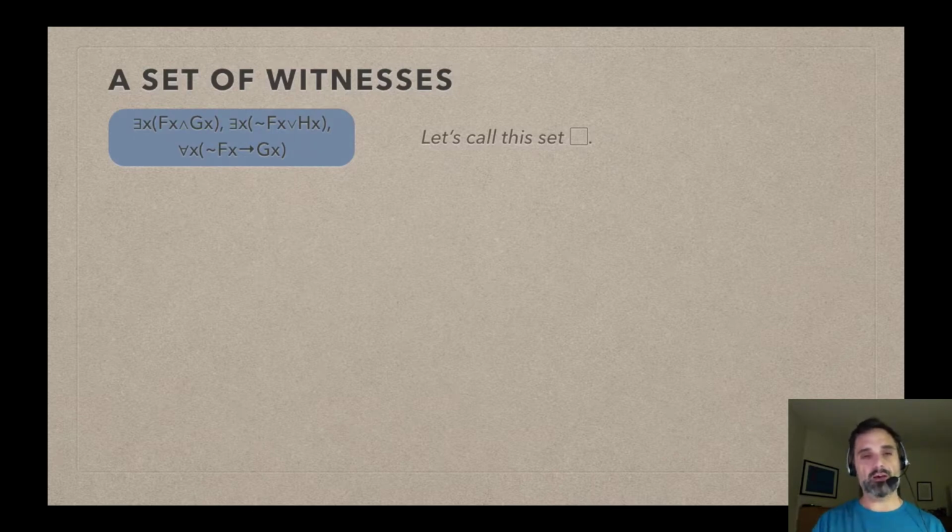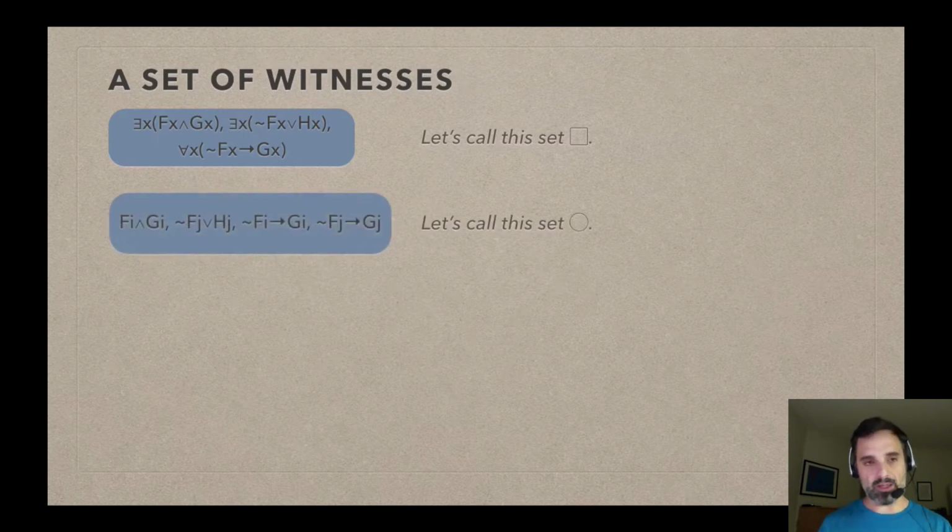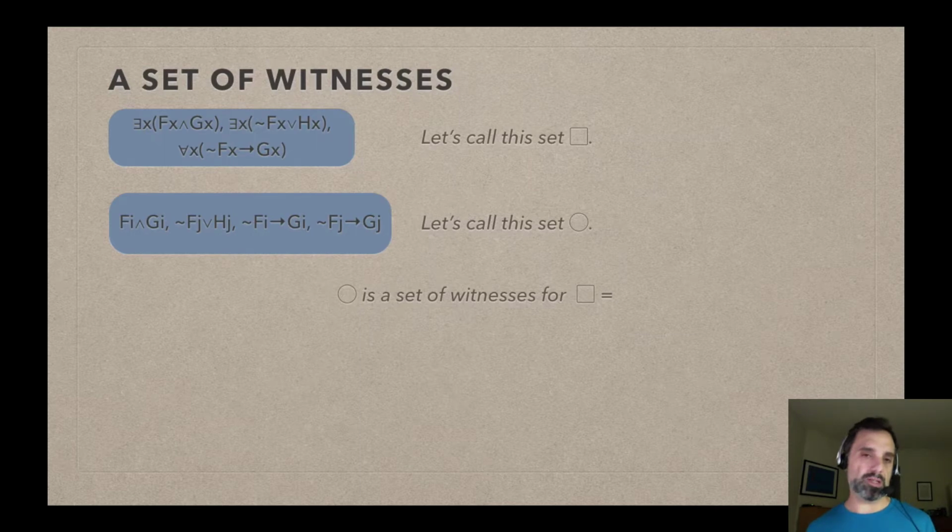So let's say we have this set of sentences: some x, Fx and Gx; some x, not Fx or Hx; and for all x, if not Fx, then Gx. And suppose we have then these sentences: Fi and Gi; not Fj or Hj; not Fi then Gi; not Fj then Gj. We'll call the first set box or square, the second set we'll call circle. So what we want to say is that the second set is jointly a set of witnesses for the first set. What does this mean?